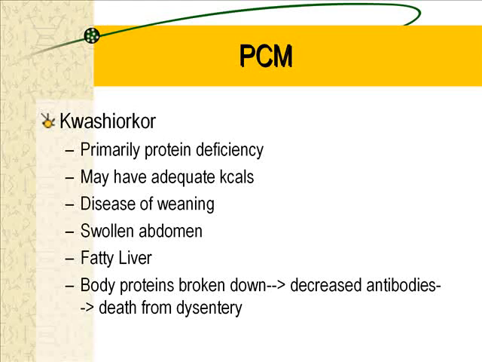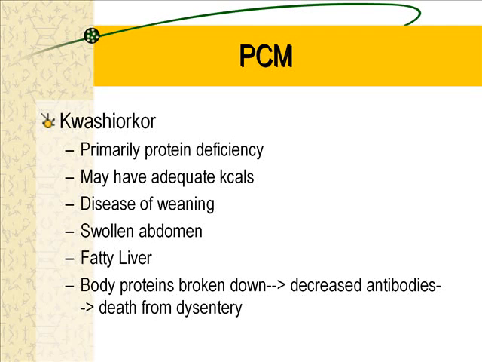There are two categories of PCM that we are going to talk about. Kwashiorkor, which is primarily a protein deficiency. They may have adequate calories available to them. In some countries they use rice water or rice milk, which might give them some carbohydrate and some calories, but it would be lacking in adequate quality protein.